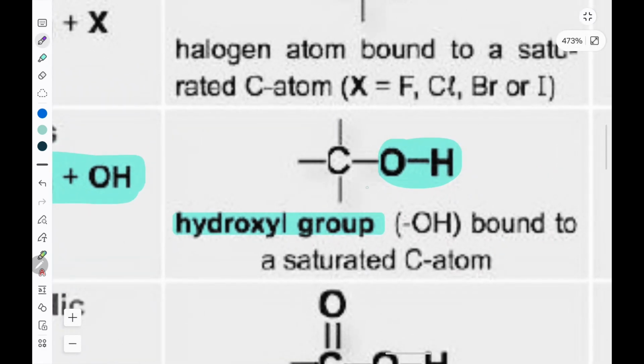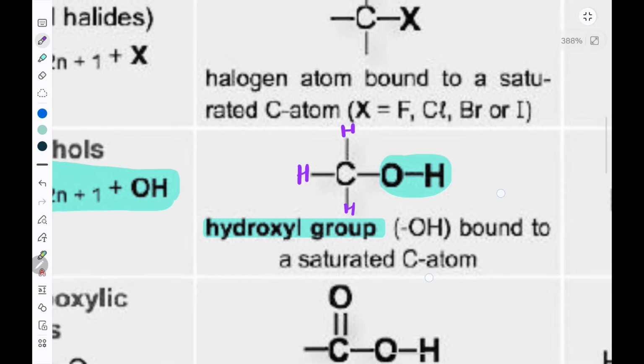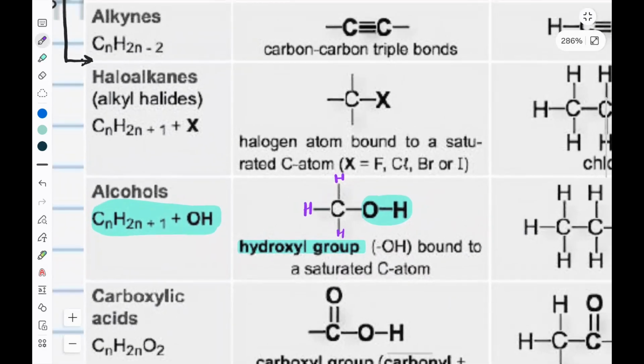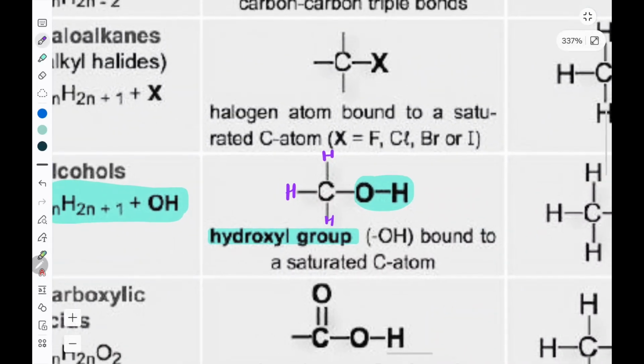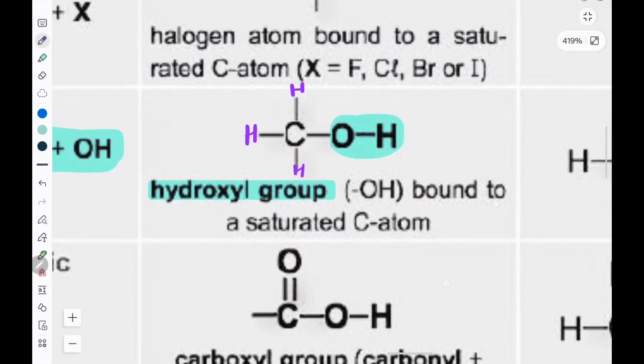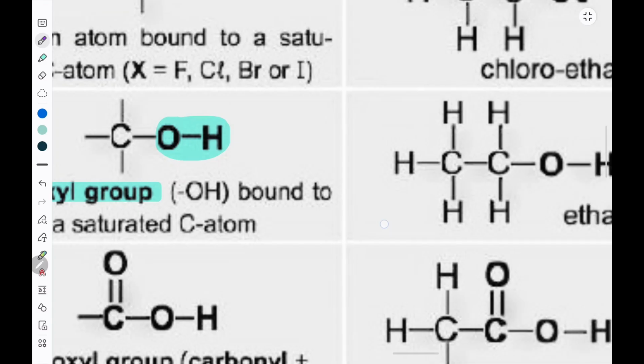It has to have one OH group, also called the hydroxyl group. This is the functional group of alcohols. And then on the other sides of the carbon atom, you might find the hydrogen atoms there. An OH group will normally be bonded to a saturated carbon atom. We'll talk about what saturated means, but basically it's when an organic compound only has single bonds. So we call them saturated. All right, so that's what happens here.